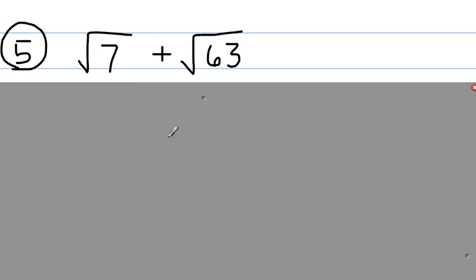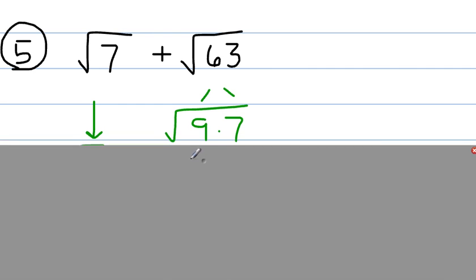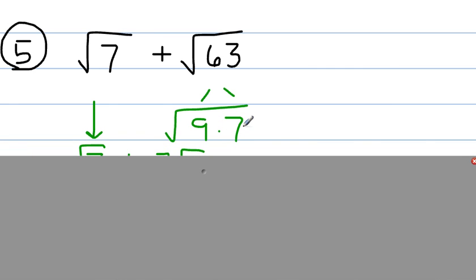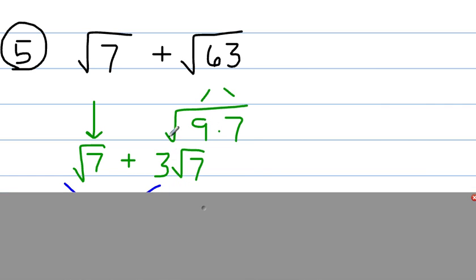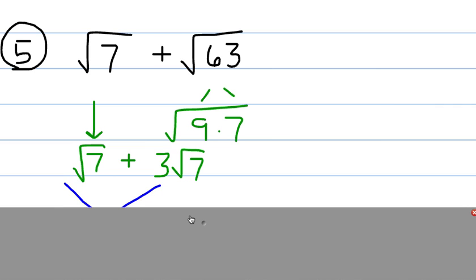Five is the square root of 7 plus the square root of 63. And our first thought should be that 63 has a perfect square, and that is going to split into 9 and 7. 9 is our perfect square, so we can pull out the 3 in front of the radical, and the 7 remains inside. And since we're adding these two terms together, we just bring down the square root of 7 since there was nothing we could do with it in the first place. So now we have the square root of 7 plus 3 times the square root of 7.